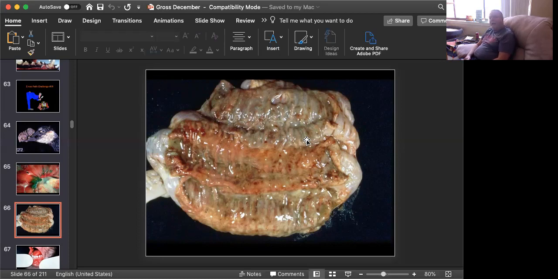Brachyspira hyodysenteriae is the classic cause of this lesion. People used to call this Turkish towel. You can see some that have little shaggy areas of fibrinonecrotic material. This one's a little gooey for that. But Brachyspira hyodysenteriae is the cause of swine dysentery.